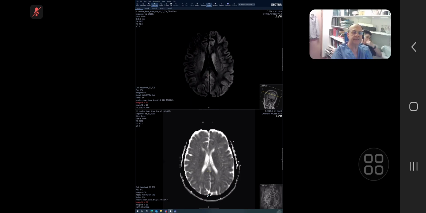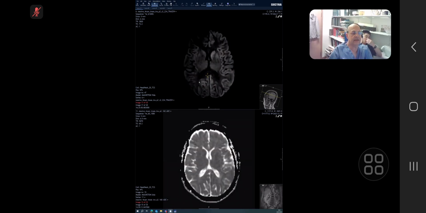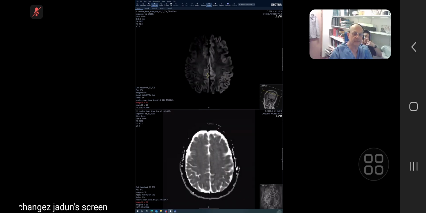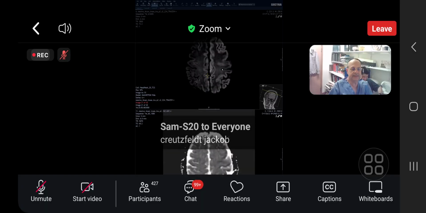There is another condition that gives you this type of brightness, with this classical history of an epileptic fit, rapid decline in cognition with cortical diffusion change like this. This is a classical pattern for a sporadic CJD.